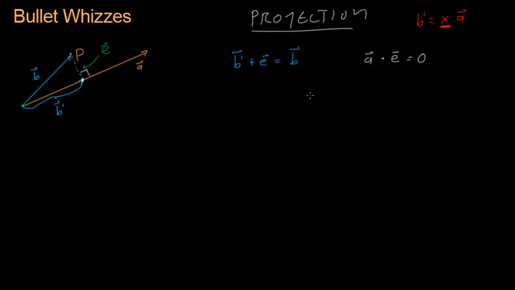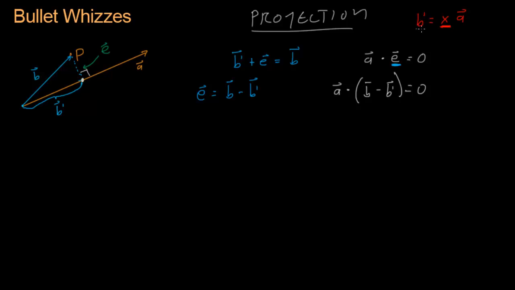So let's get started. I'm going to rearrange this equation a little bit. I'm going to subtract B prime from both sides so that we solve for E. We're going to get B minus B prime. And then I'm going to substitute this E back into this equation. So we're going to get A dot product with B minus B prime equals still zero.